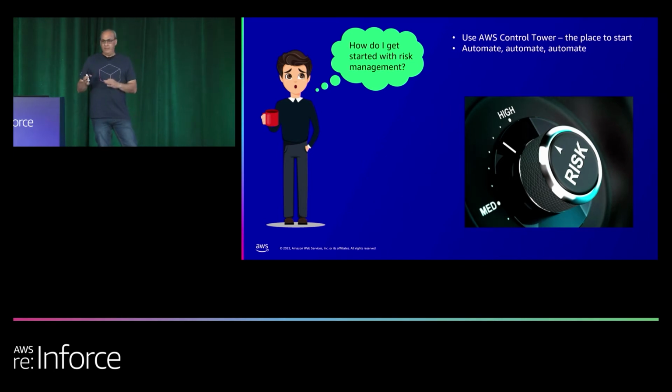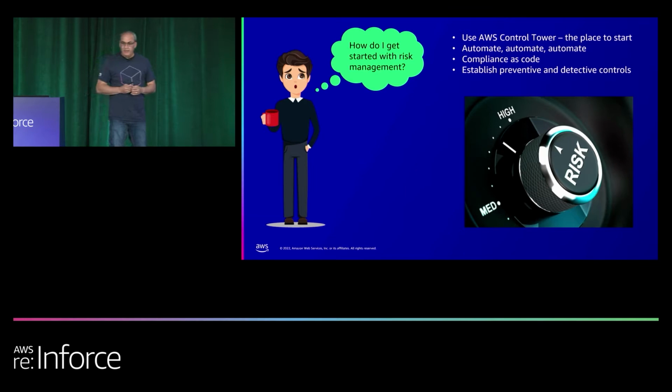Automate, automate, automate. Long gone are the days of trying to do things manually. Think about an EKS cluster, an auto-scaling group, and trying to track every single instance and know if it's compliant or not. Impossible. So you need to automate the detection, the changes, and react to them. Our services can help with that. Look into compliance as code. Very powerful. The same way infrastructure as code helps you when managing infrastructure, compliance as code simplifies the process of implementing compliance at scale. And take advantage of preventive and detective controls.